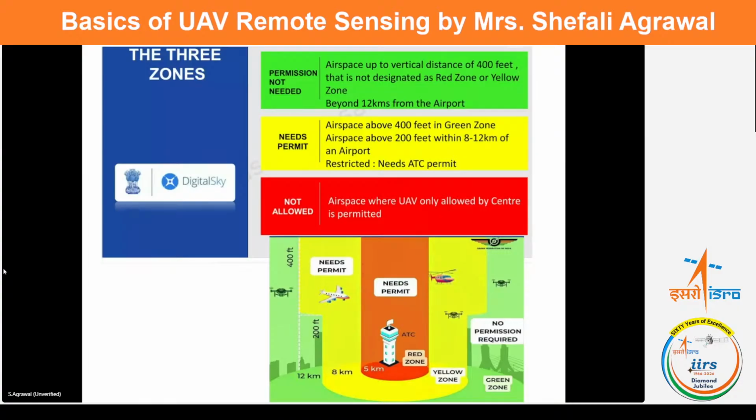Then another aspect is the visual line of sight. Drones generally must be flown in the sight of the pilot. I mean, you should be able to see them unless special permissions are needed. Special permissions are required if you want to fly beyond the visual line of sight. So this generally is not provided, except in special cases. The maximum altitude, as I said, is 400 feet, that is 120 meters.